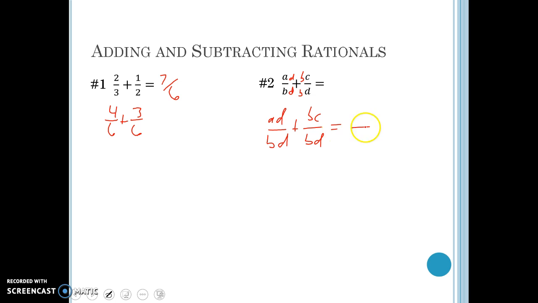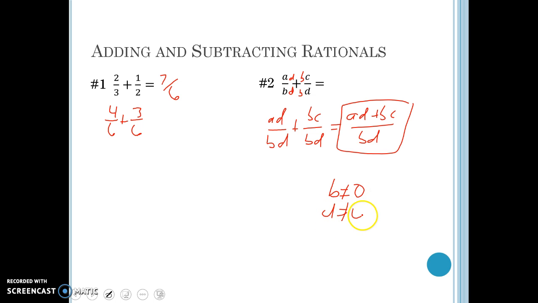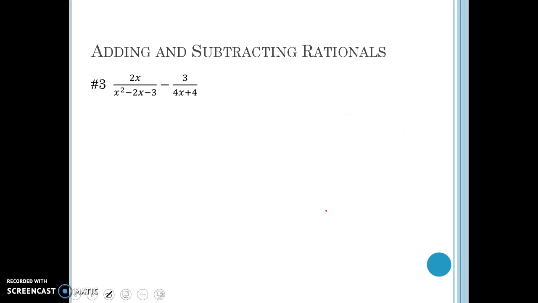Now when I add them together, my common denominator is b times d, and my numerator is going to be ad plus bc. It doesn't look simple, but that would be my answer when I add and subtract those. Again, I'm still going to have restrictions. B times d could not be 0, which means b cannot be 0, and d cannot be 0, because those are restrictions on those variables.